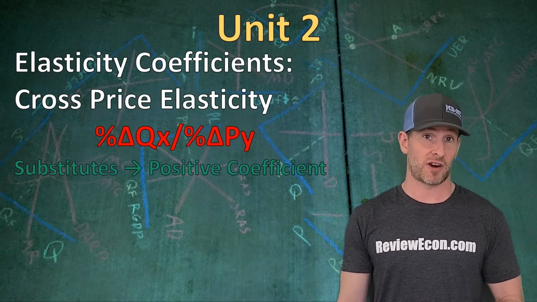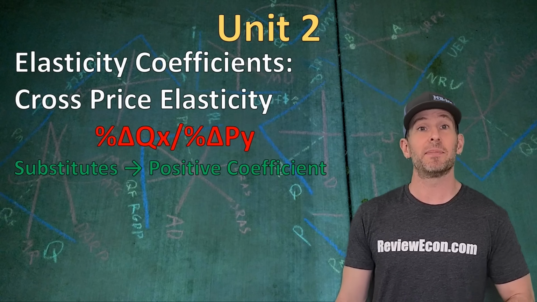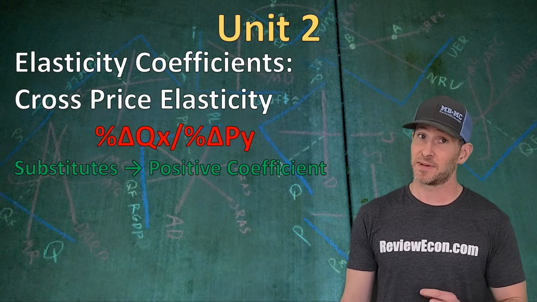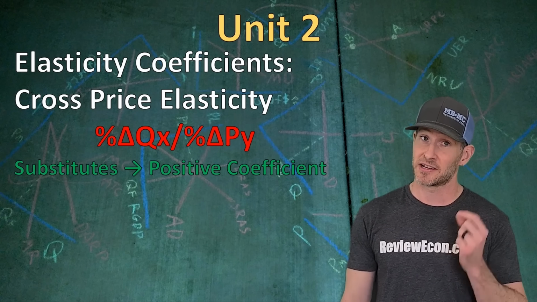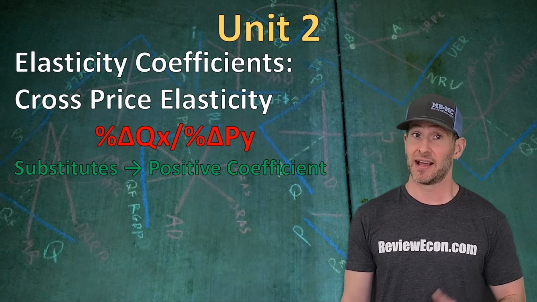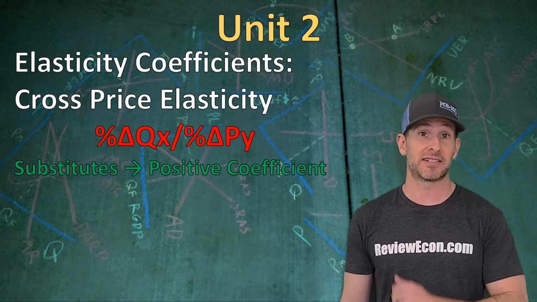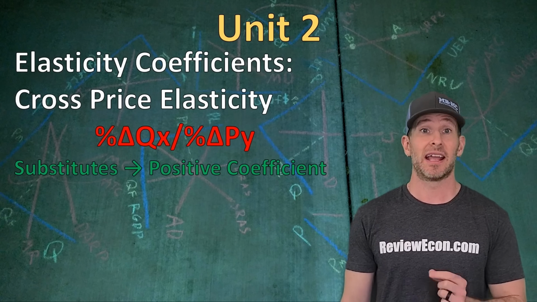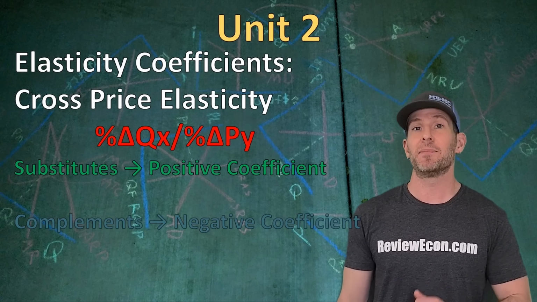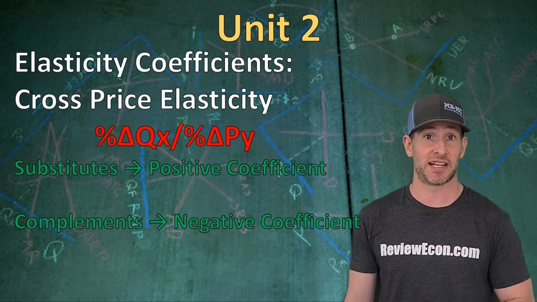If we have a positive cross-price elasticity coefficient, that means these goods are substitutes. That's because the price of one good will directly relate to the demand for the other good. An increase in the price of one increases the demand for the other, and vice versa. If we have a negative coefficient, that means these two goods are complements. That means the price of one increasing will decrease the demand for the other, and vice versa. There's an inverse relationship here.